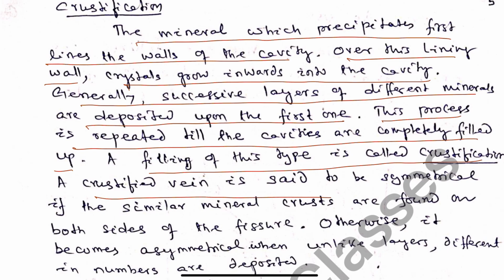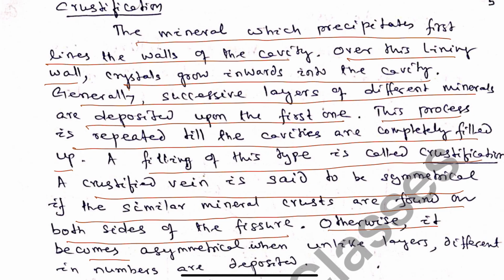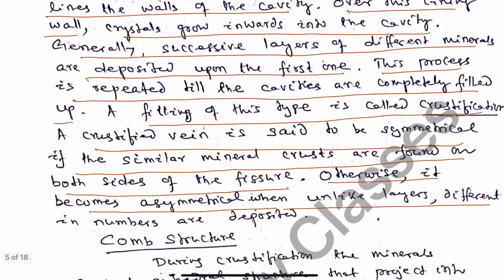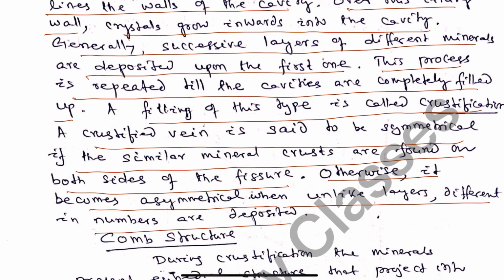A crustified vein is said to be symmetrical if the similar mineral crusts are found on both sides of the fissure. Otherwise, it becomes asymmetrical when unlike layers different in number are deposited.